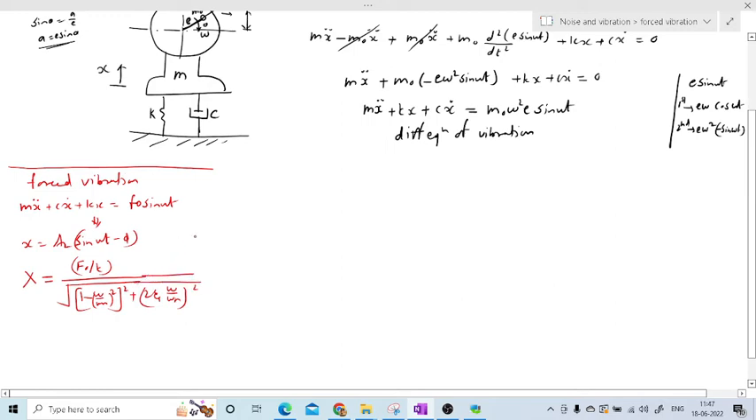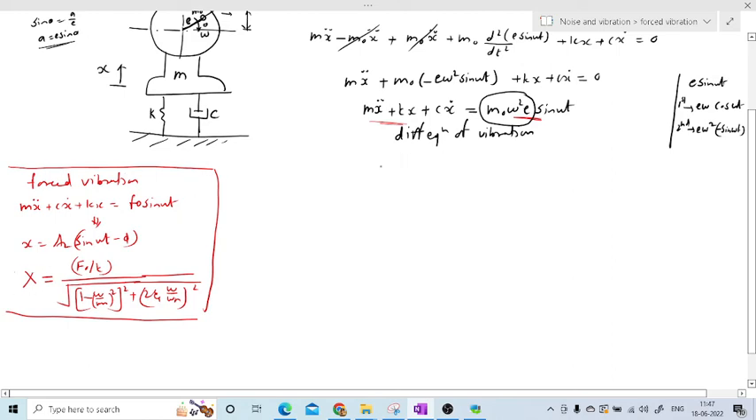Now compare this forced vibration formula with this equation. After comparing, we will get the solution. Here you can see mx double dot, cx dot plus kx. Here you can see f naught sin omega t. Here, instead of f naught, we have one term m naught omega square e sin omega t. It means in this equation only f naught is replaced by m naught omega square e. So I can directly write the amplitude of vibration.